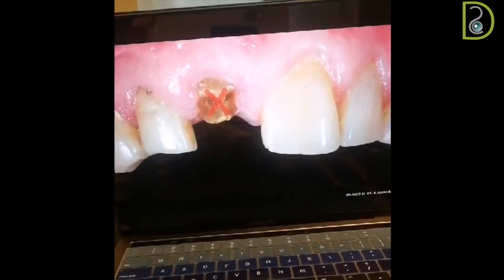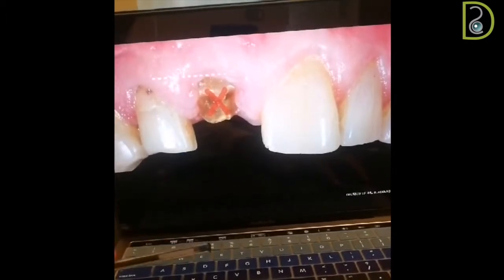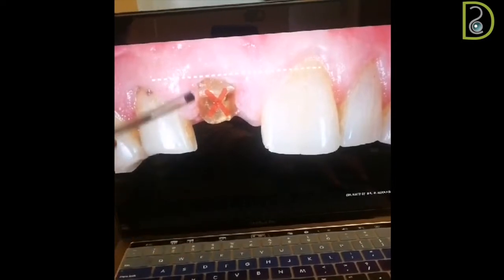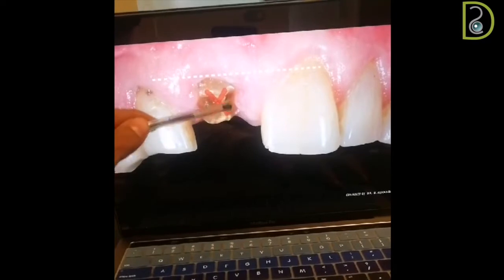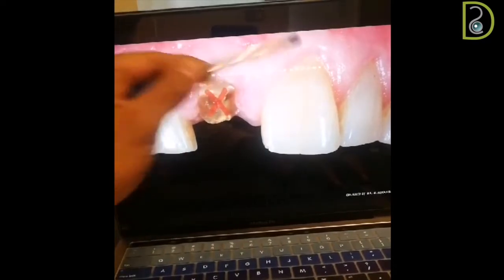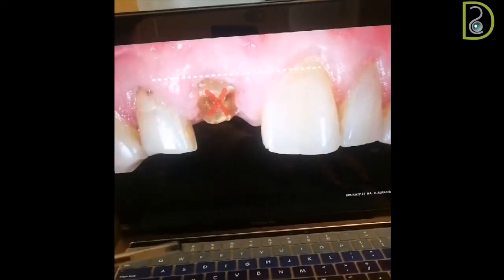As we can see, it has extensive dental caries. However, from the clinical examination, we can notice that the gingival margin on the tooth that needs to be extracted is more coronal compared to the contralateral tooth. So in this case, the soft tissue is in our favor.